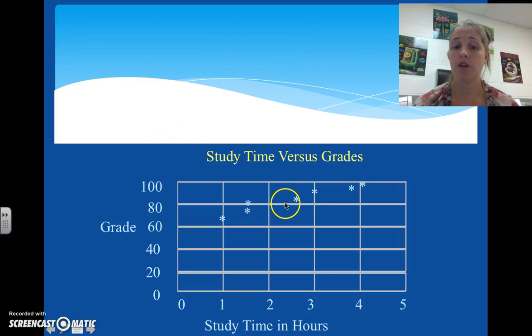This would be a scatter plot. It does not have a best fit line, but you'll notice that the points are kind of everywhere. If we were to draw a best fit line, we might draw it right through here, and we could look at the trend that as the study hours increase, the grade increases.